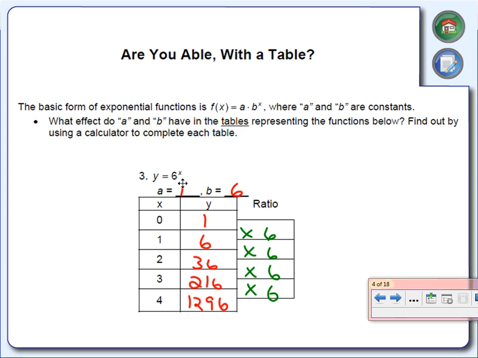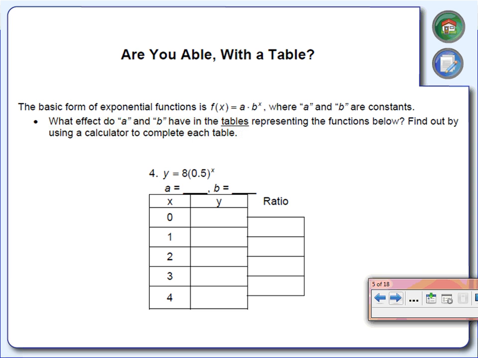Remember, we're looking for some kind of pattern here. So, if you see it, don't say it yet. Keep it to yourself. We're going to keep going a couple more here, and then see if we can spot what kind of pattern we notice.